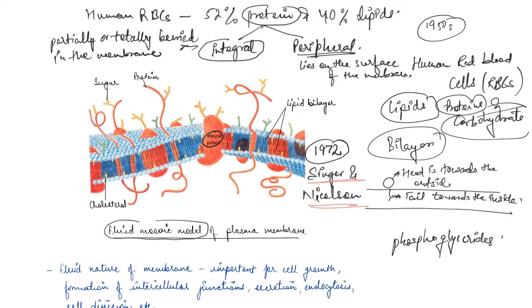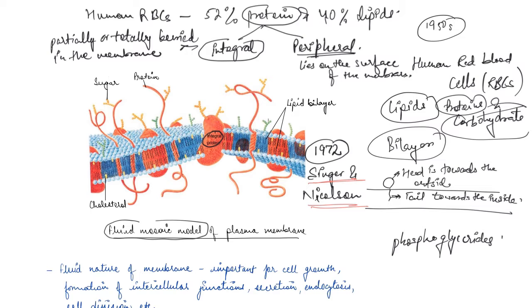This fluid nature is also very important from the point of view of functions, like cell growth, formation of intercellular junctions, secretions, endocytosis, and cell division. All this would not have been possible if the layer were very rigid, if it had not been fluid, right?